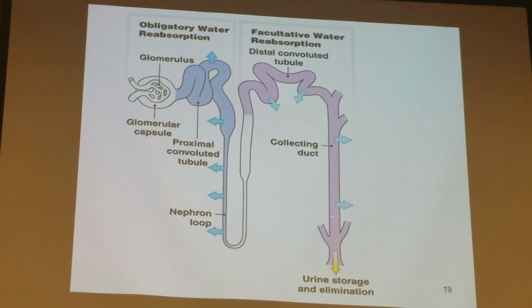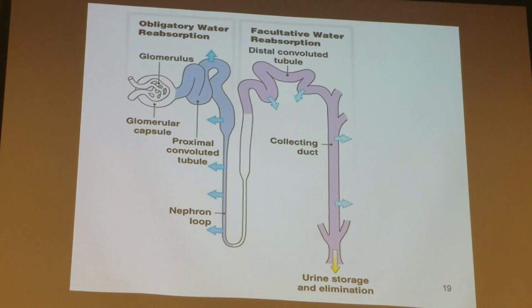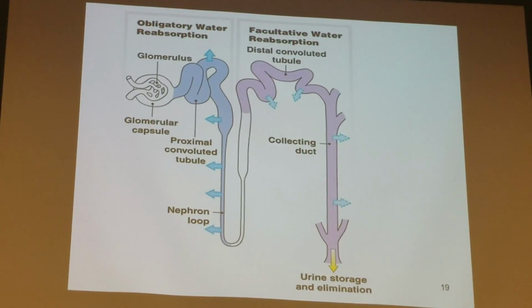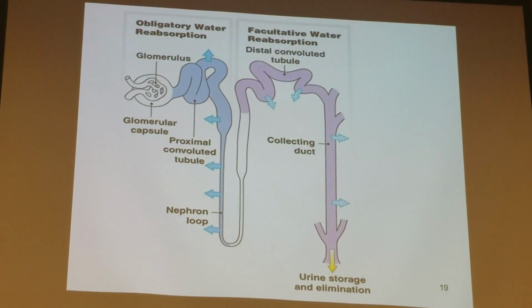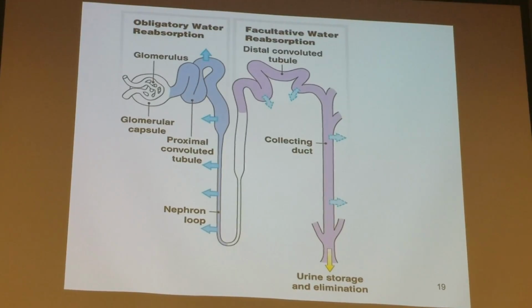The purple region, though, is under the influence of hormones. That's why it's called facultative, because I can facilitate the reabsorption of water. Wherever you have purple, that's where ADH and aldosterone will have their function.